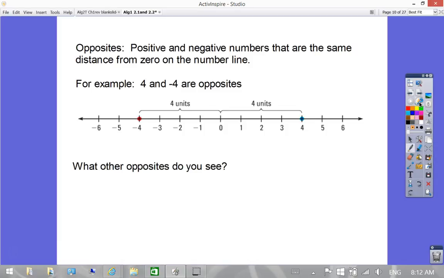And notice the way that graphic is drawn: it's got the point at negative 4, it's got a point at 4, and it's also showing you the distance from 0 for both of those. And what is the distance from negative 4 to 0? Positive 4. And the distance from 0 to 4? Positive 4. So the distance from 0 is always positive. Okay. Are there any other pairs of opposites on that graph?